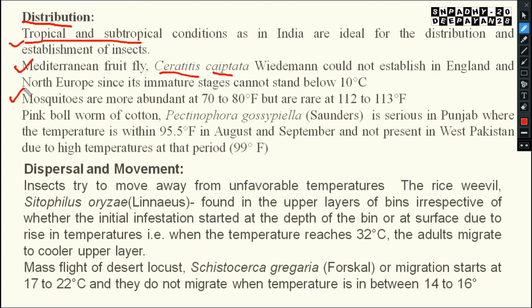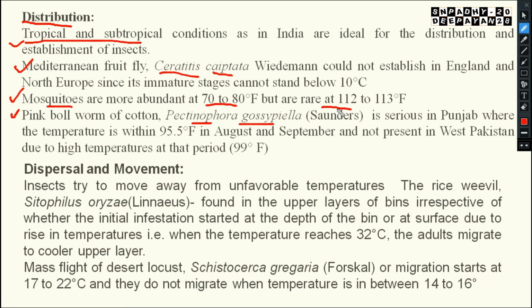So coming to the next example, just like that, in case of mosquito, okay, they prefer a temperature range of 70 to 80 degree Fahrenheit, but those are rare at your 112 to 113 degree Fahrenheit. They cannot survive in this high temperature. They prefer 70 to 80 degree Fahrenheit. Okay, then coming to the next one, that is your pink bollworm. The scientific name is Pectinophora gossypiella, a Lepidopteran moth.